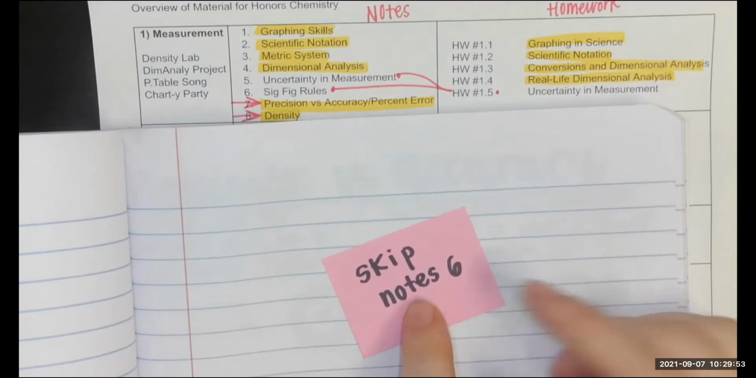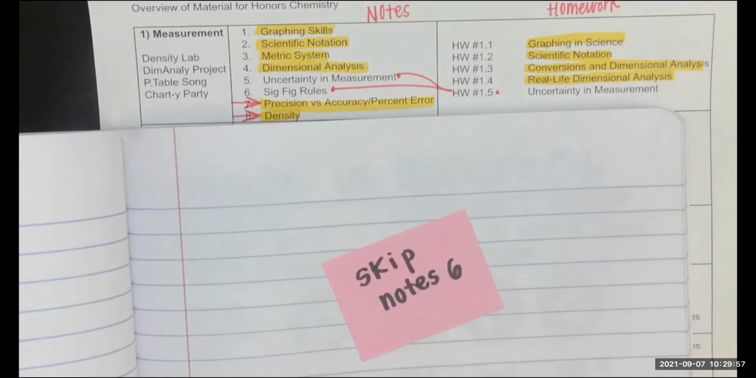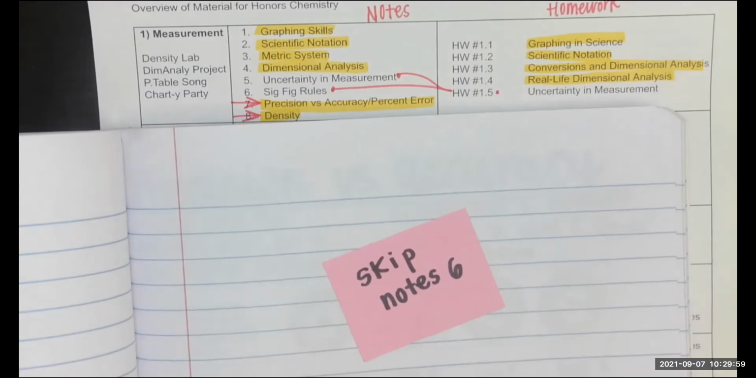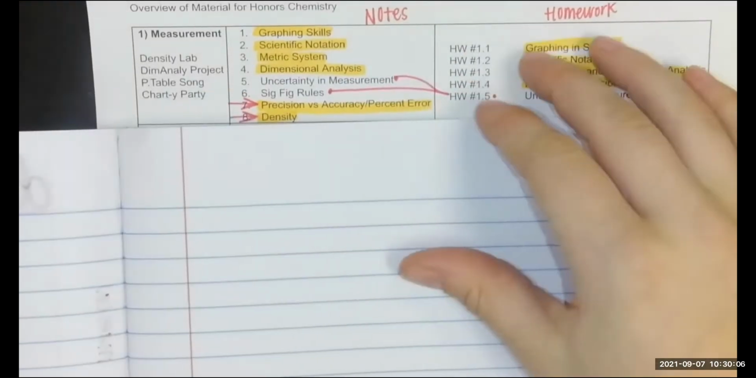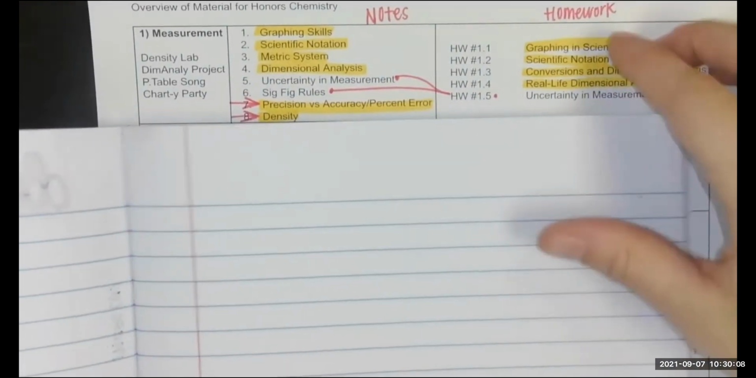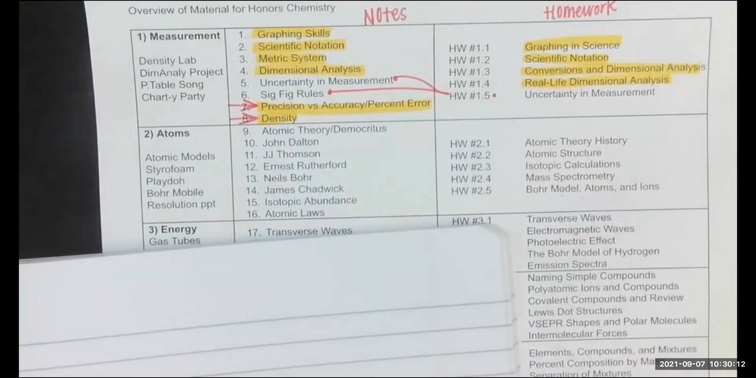Does that make sense? So what we're actually going to be starting with here is the next page. And let's see, that one's going to be called Precision versus Accuracy.